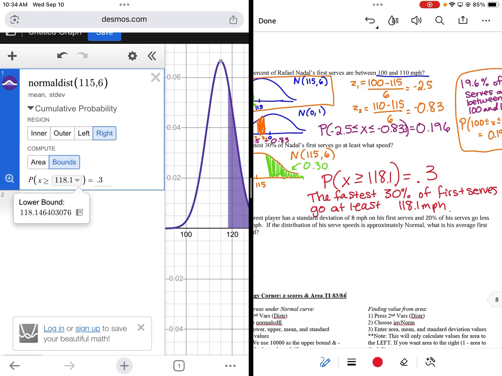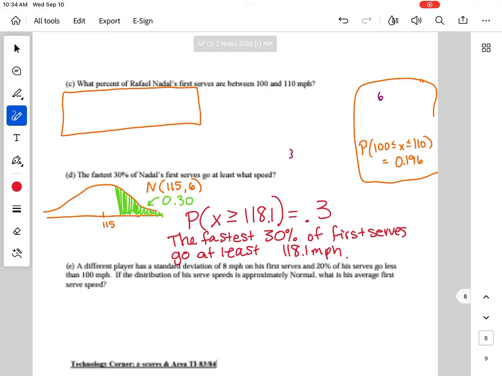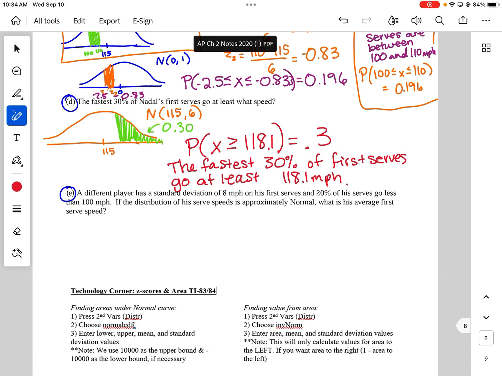All right. Hopefully you like Desmos. Makes it where you don't have to write as much too. All right, let's look at E. A different player has a standard deviation of 8 miles per hour on his first serves, and 20% of his serves go less than 100 miles per hour. If the distribution of his first serves is approximately normal, what is his average first serve speed?